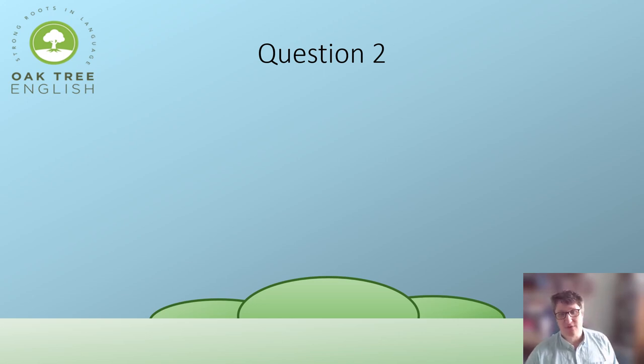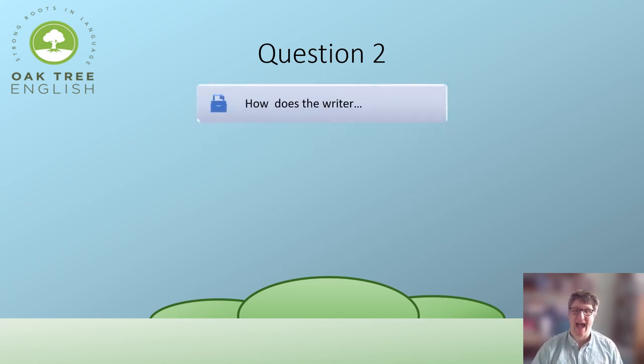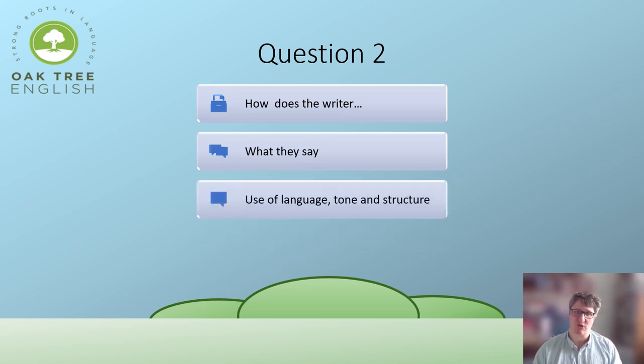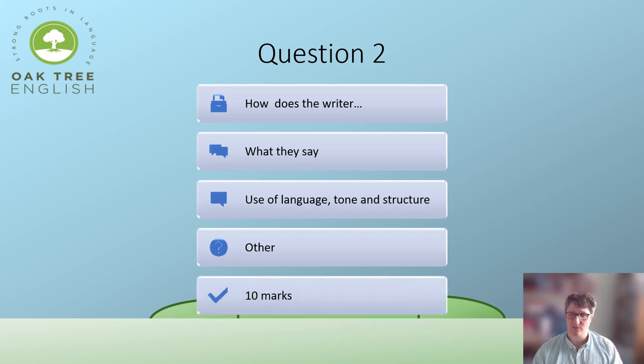Now, question two, this is your 10 mark question for the first text. And it is, how does the writer create this impression? How does the writer communicate this fact? How does the writer make you feel, and so on. You've got to comment on what they say, and the use of language, tone and structure. And if you can think of any other things to say, then go ahead. As I said, this is 10 marks, so one to take seriously.